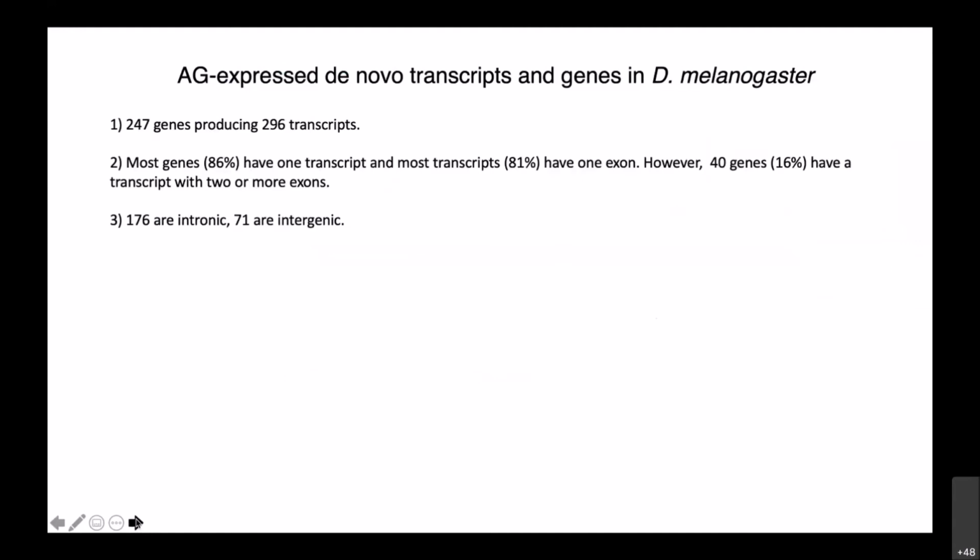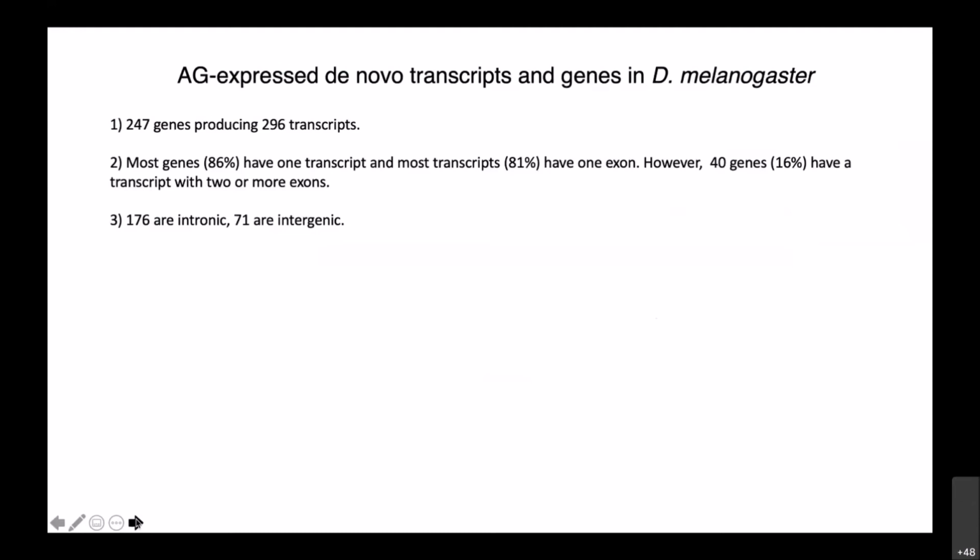So these are short, simple genes, consistent with what we've observed before in the testis and what other people have observed in de novo gene literature. It's still kind of interesting, though, to see that several of these very, very young genes have multiple transcripts and sometimes 2, 3, or 4 exons. So even though they're very young, they're not all extraordinarily simple.